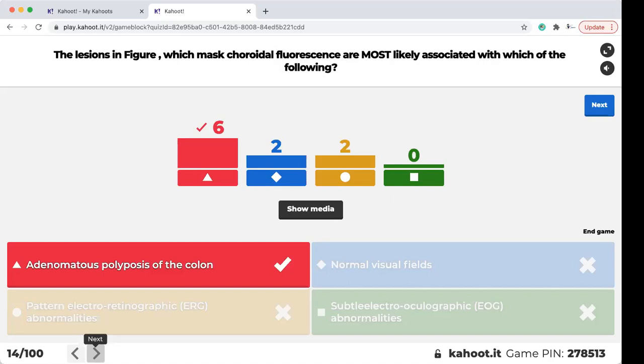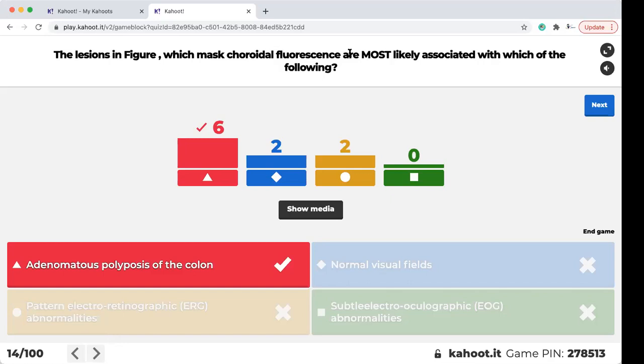Why is it very, very important to identify these lesions? Because these lesions can be associated with adenomatous polyposis of the colon, which can predispose to colon cancer. This is very, very important in order to save the patient's life. You have a responsibility to detect these lesions, specifically since in the real question in the exam, it says that it masks the choroidal fluorescence.